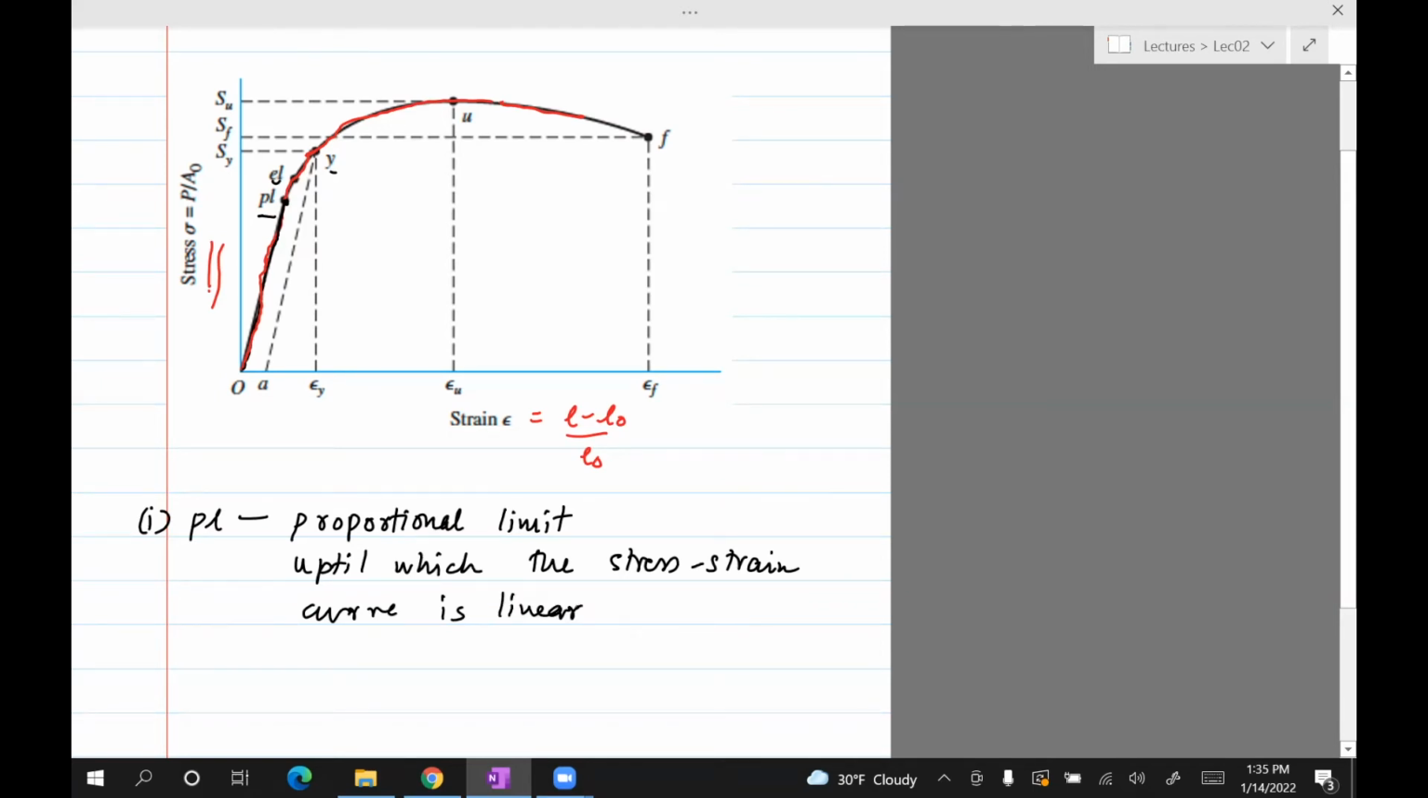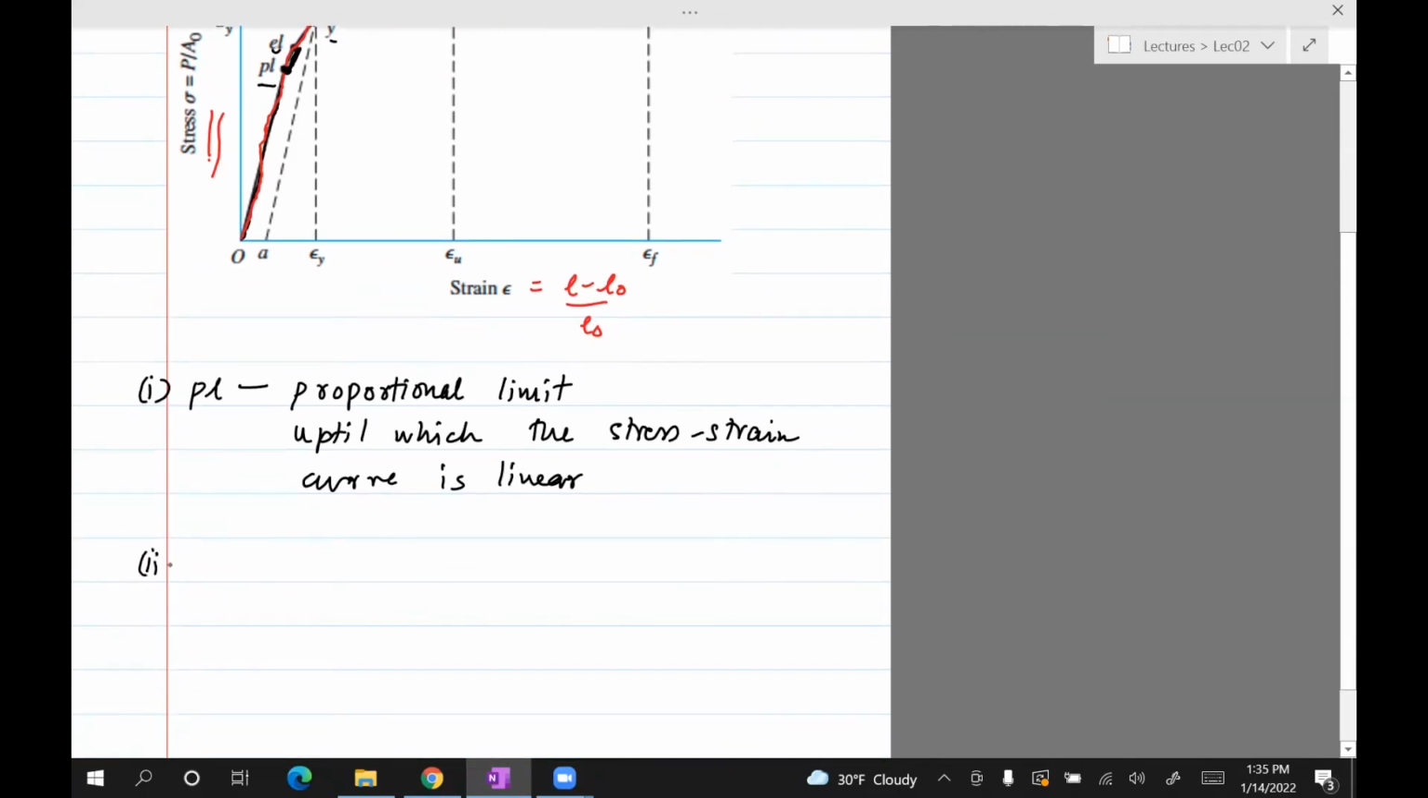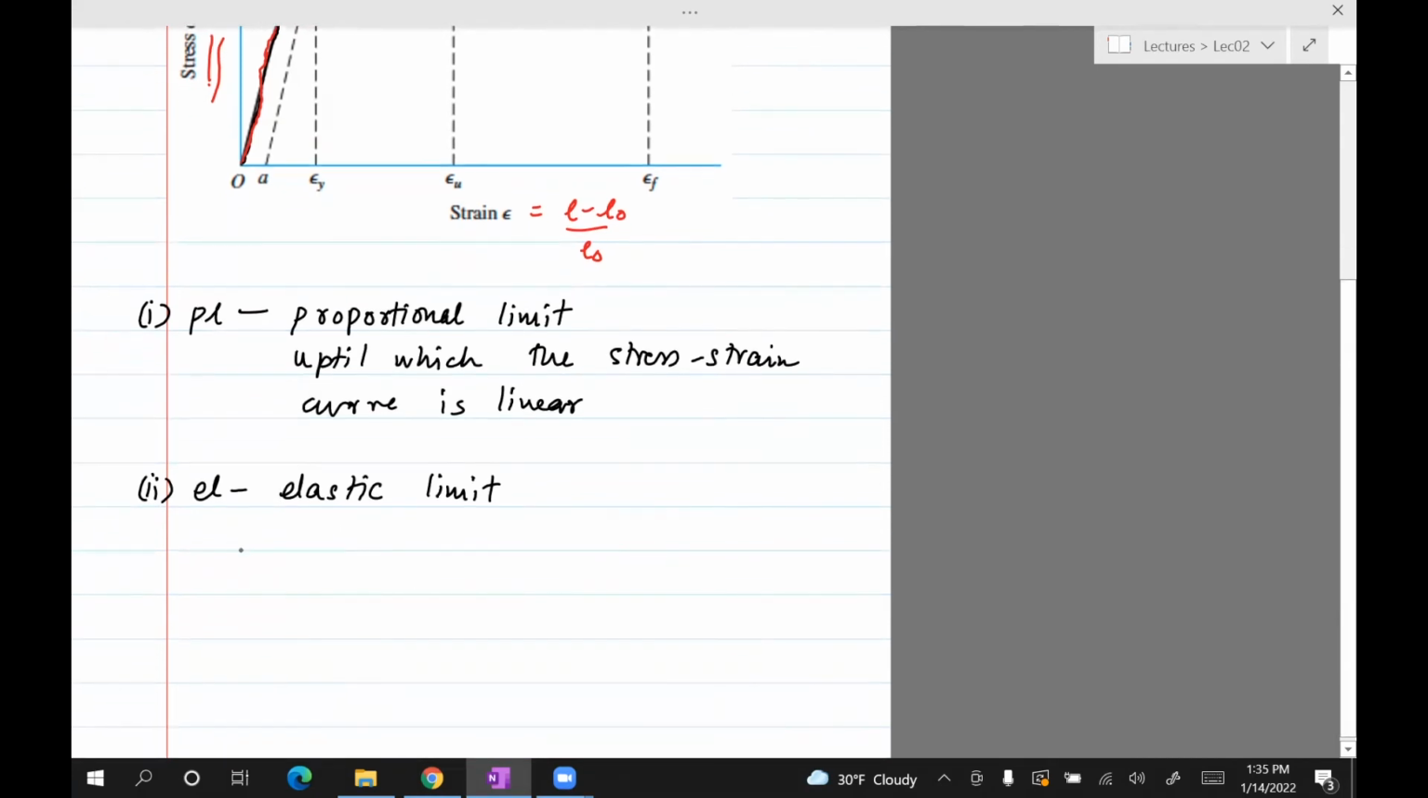Okay, now as you further increase the stress from PL to EL, the stress strain curve starts becoming nonlinear. So EL is known as the elastic limit. So from PL to EL, we have a non-linear response.